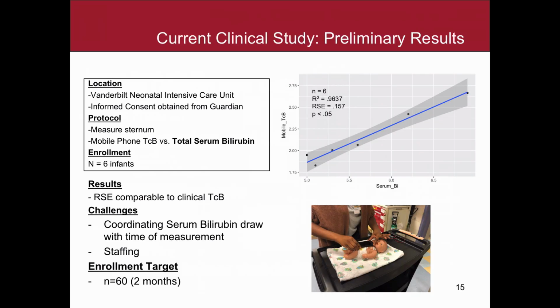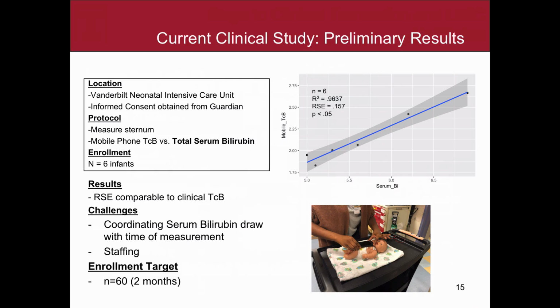So again, we conducted our study at Vanderbilt University, and we measured the sternum area, and instead of correlating our device with clinical TCB, we have changed to using total serum bilirubin. We changed this process due to the fact that clinical TCB has its own associated errors with it. So we wanted to use the total serum bilirubin, which has less.